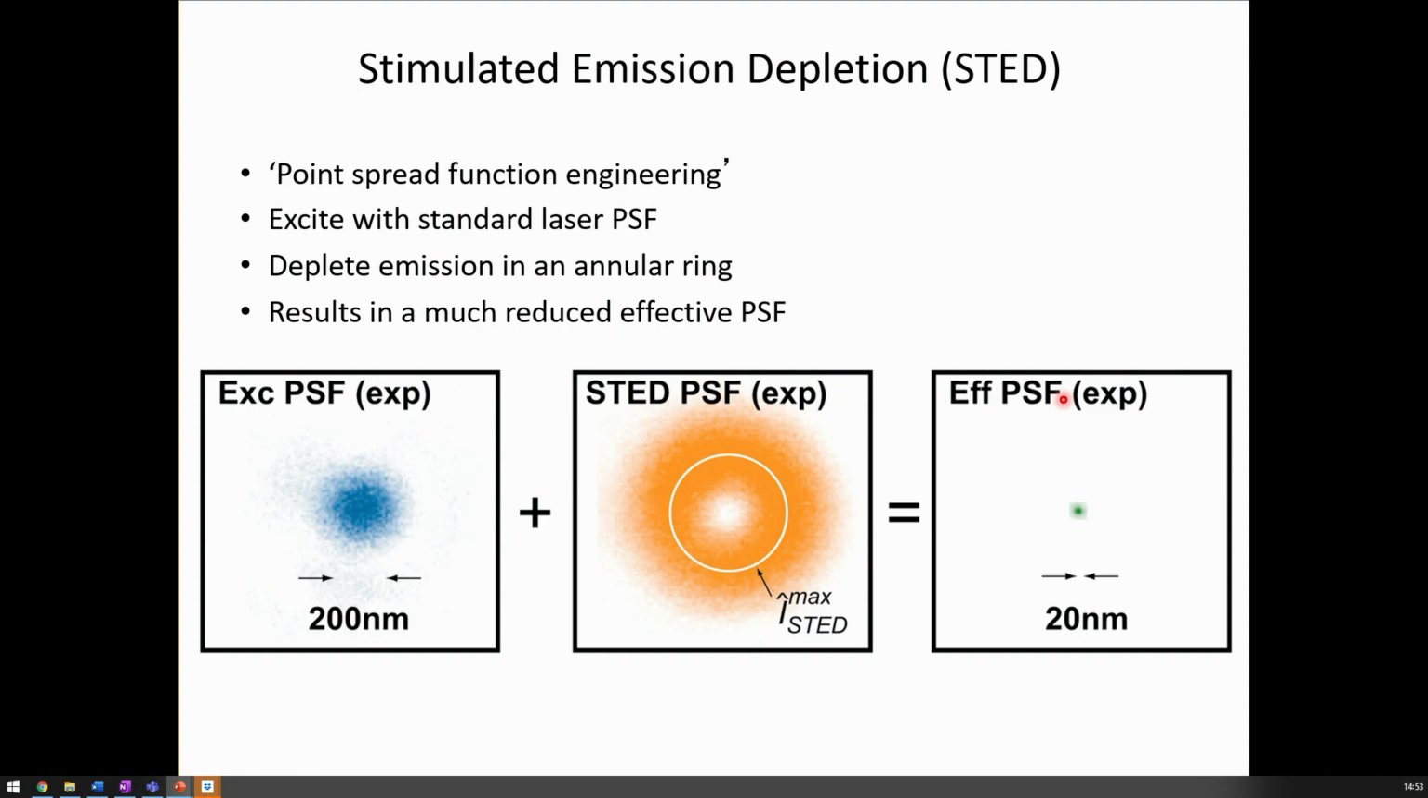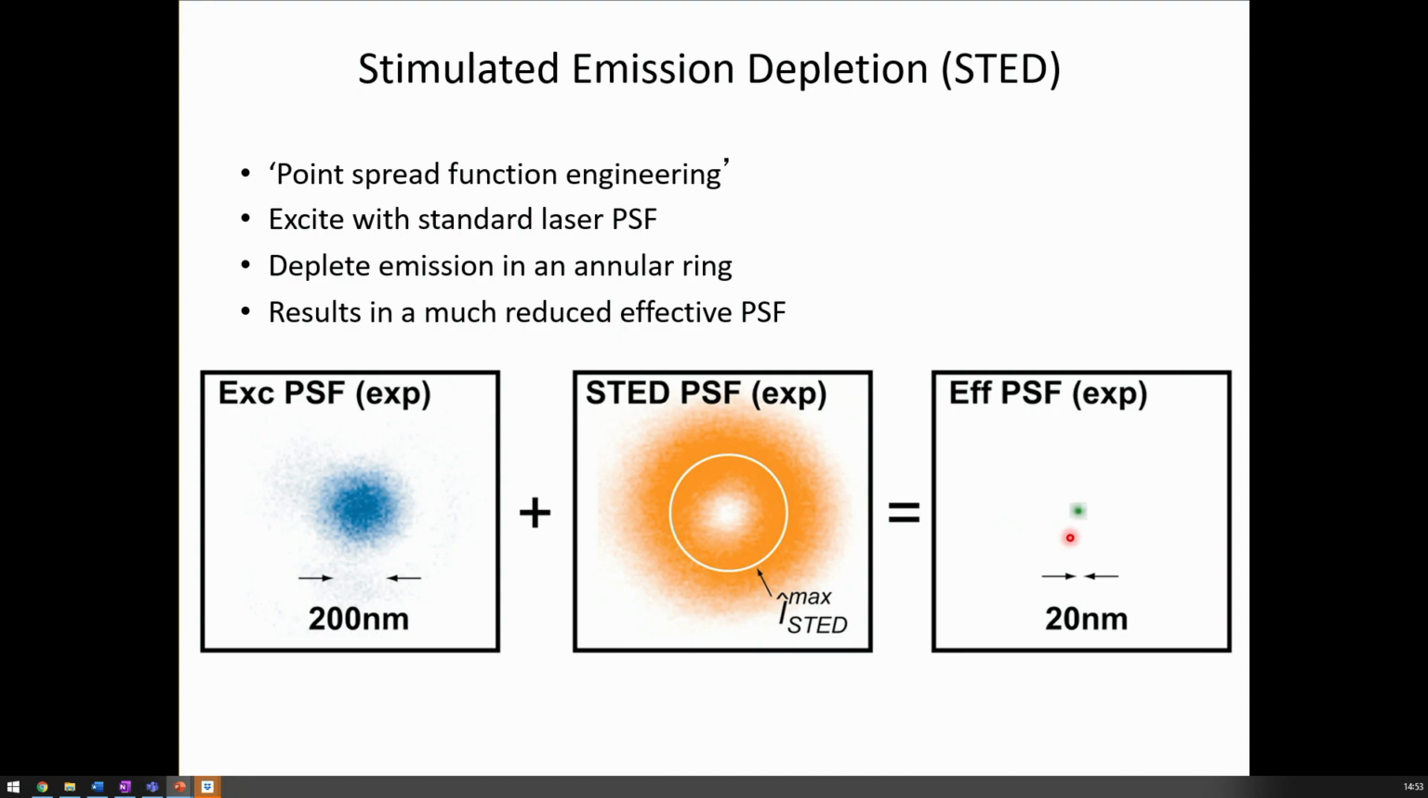The cartoon of this is shown on this picture here. So we have the normal excitation PSF shown in blue. The Sted PSF is shown here in orange. And you see it has this donut shape with a 0 in the middle. Let's see later on how we generate such a PSF. I will show you that in a minute.